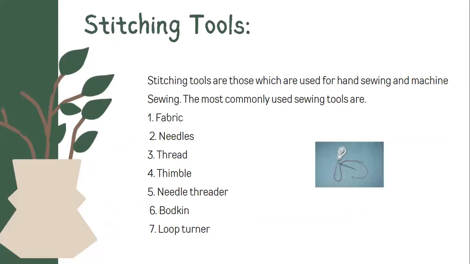Now next we'll come to the stitching tools. These are all those tools which are used for hand sewing or machine sewing. The most commonly used sewing tools are fabric, of course, you need the cloth. Fabric is the cloth that you're having. Then the needles, thread, thimble, needle threader, bodkin, and loop turner. We are all familiar with fabric, needles, and thread.